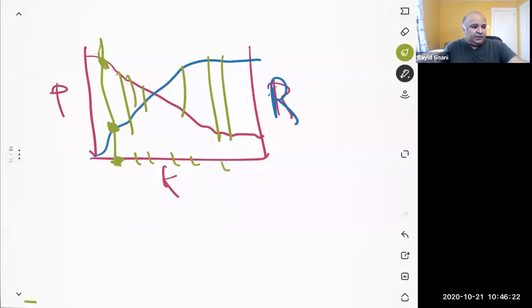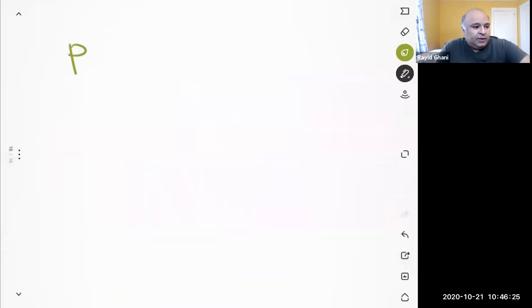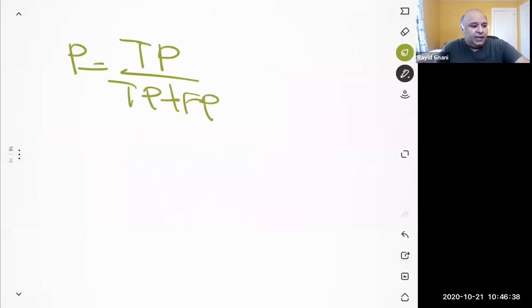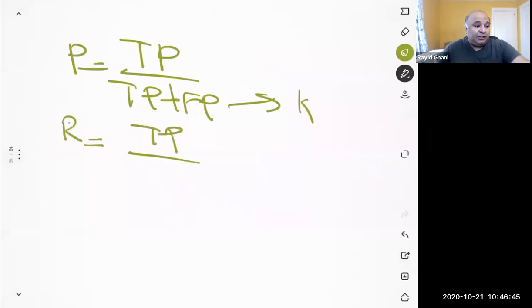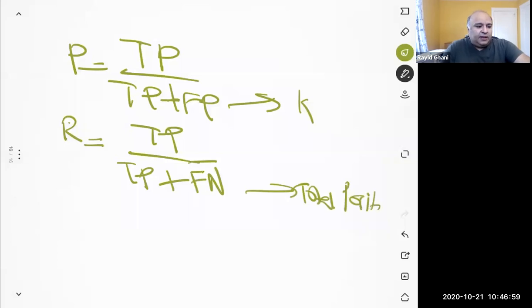A different way of thinking about it is, precision is true positives divided by all the predicted positives. So that would be true positives and any of the false positives. And this is also your K, basically. And recall is all the positives you predicted divided by all the positives that were there. So your true positives, and then the ones you missed, which are the false negatives. And this is also total positives in the data.